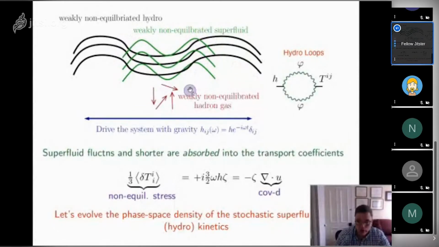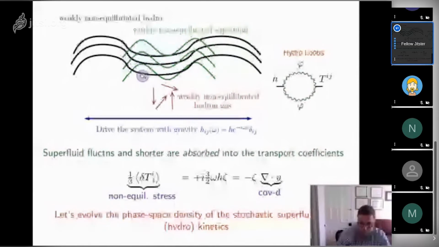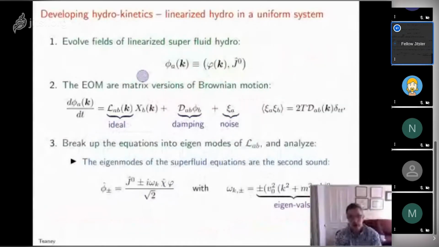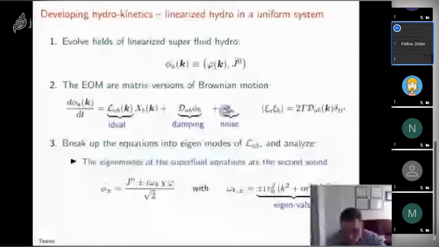Okay, so what we're trying to do is ask how these modes are driven out of equilibrium. How do they evolve? What's their phase space density, and how does it evolve? So here's what our equations look like, okay? Basically we have a set of linearized equations for the phase and the axial charge. And the equations of motion look like some matrix versions of Brownian motion, okay? So d phi dt is some ideal piece, and then there's some damping piece and some noise piece, and of course the noise is related to the damping piece.